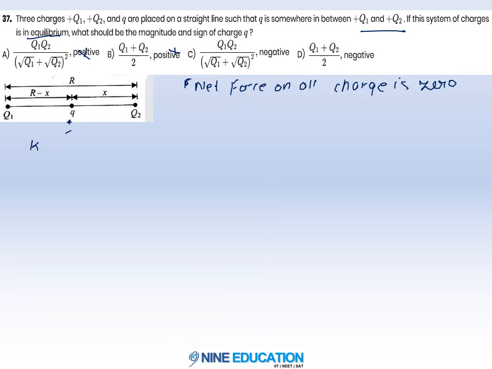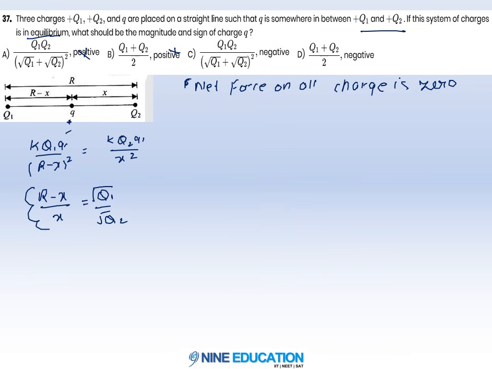It means K Q1 Q upon (R minus X) whole square is equal to K Q2 Q upon X square. So from here what we are getting is (R minus X) upon X is equal to under root Q1 upon under root Q2. This is one condition.